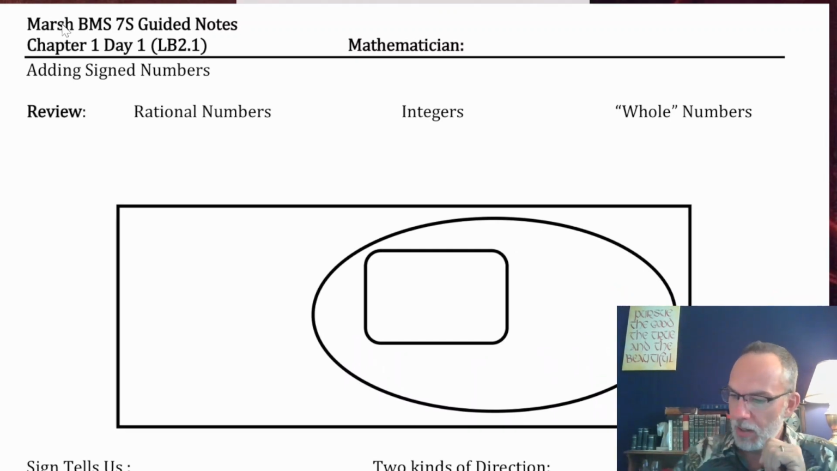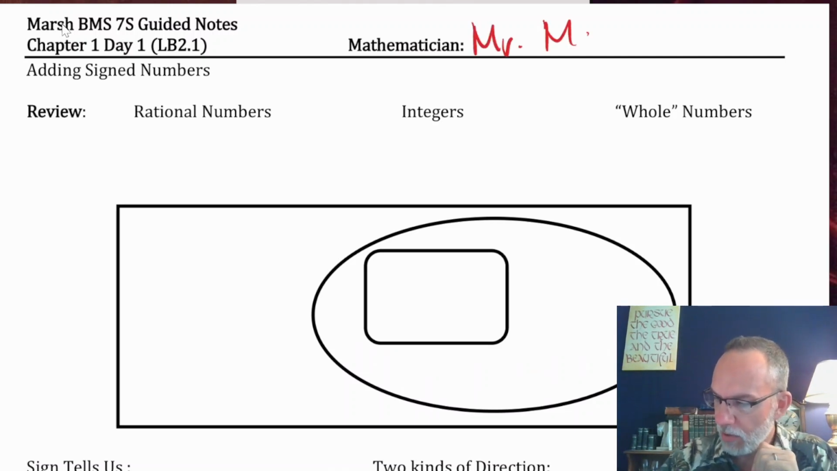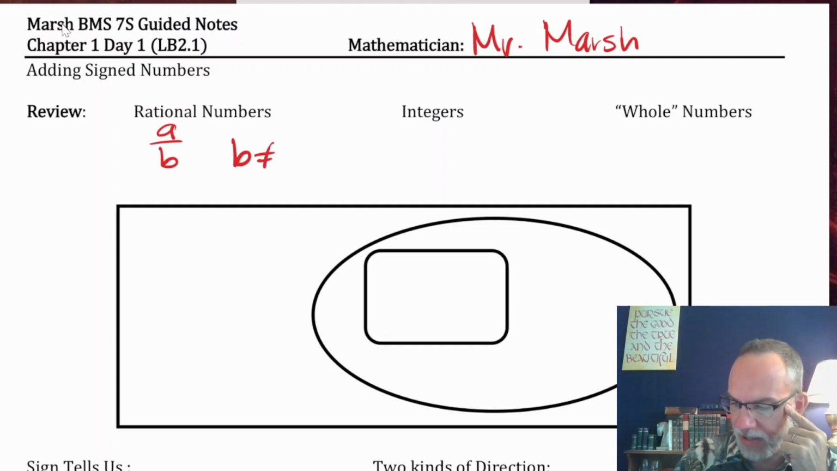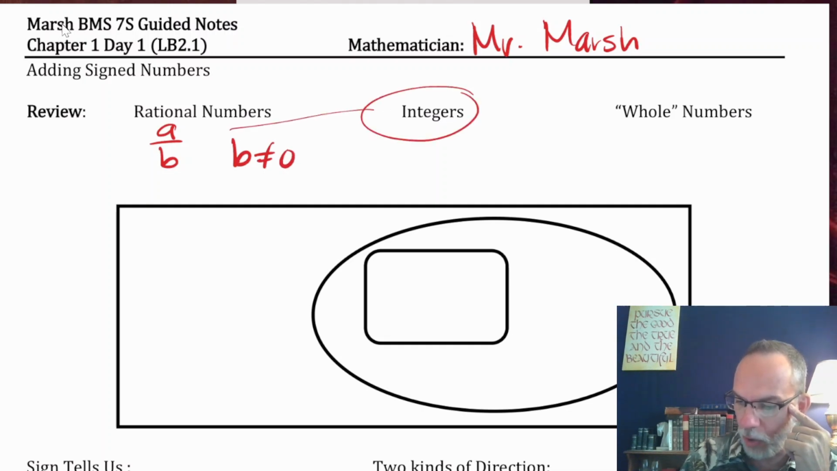So let's see here. My first name is Mr. Last name Marsh. Okay, rational numbers. Rational numbers, by way of review, are going to be a number that you can write as a fraction, like an A over B, where A and B are numbers. And B can't be 0, and A and B have to be integers. Those have to be whole numbers.